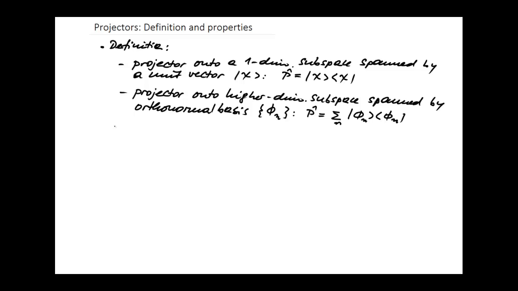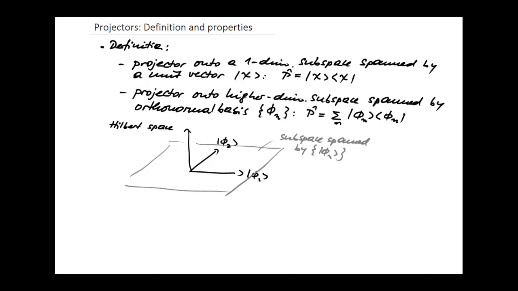So this is the situation where you have a Hilbert space. Let's say the Hilbert space is three-dimensional and real, so that I can draw it. I have a three-dimensional space, and let's say that there is an orthonormal basis phi 1, phi 2, two unit vectors that are orthogonal to each other, and they span a two-dimensional subspace of your three-dimensional space.